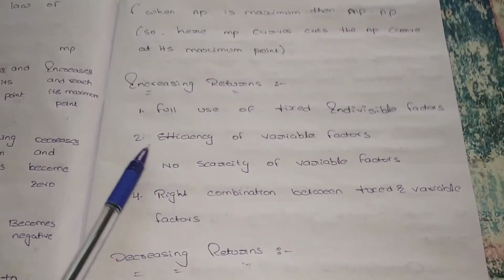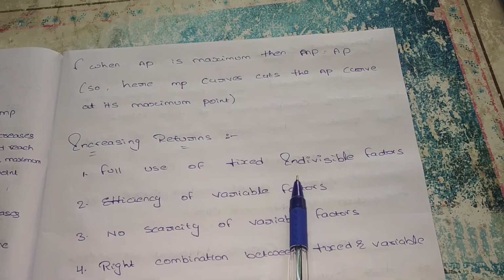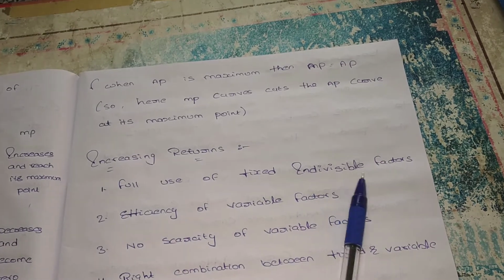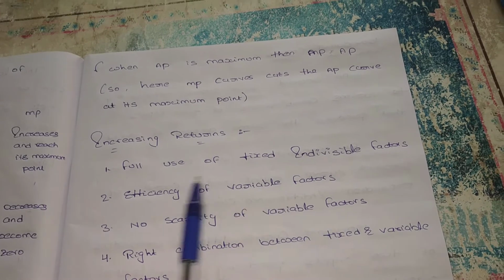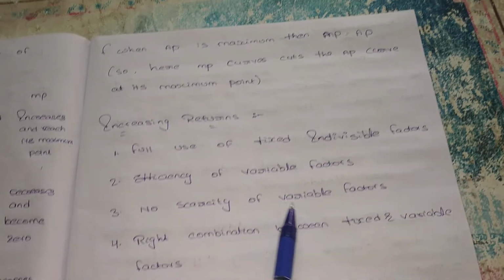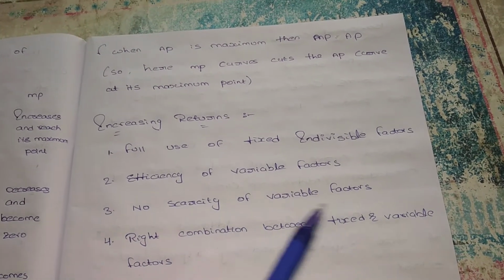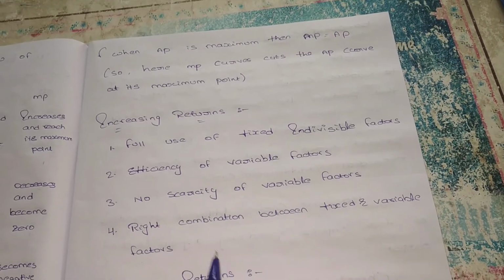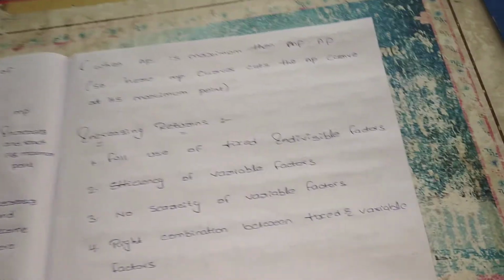Now you see what are the increasing returns, the decreasing returns, and the negative returns. In increasing returns, there is full use of fixed indivisible factors. Indivisible means they are not divided. We use all factors in increasing returns. There is efficient utilization of variable factors, and no scarcity of variable factors. In this increasing state, there is no scarcity, and there is the right combination between fixed and variable factors. That is how we reach increasing returns.